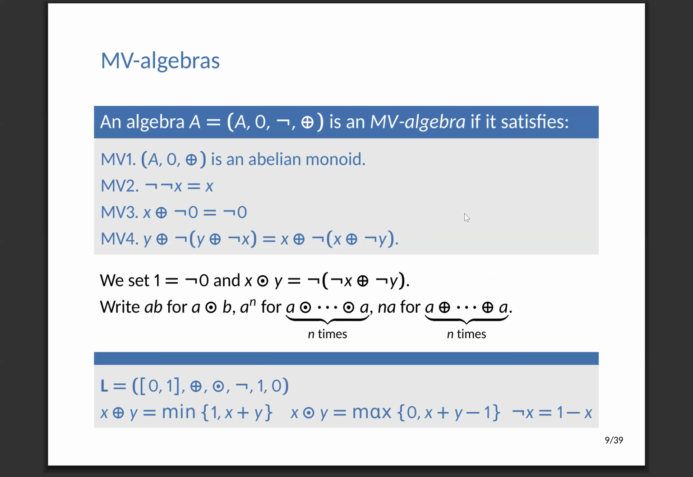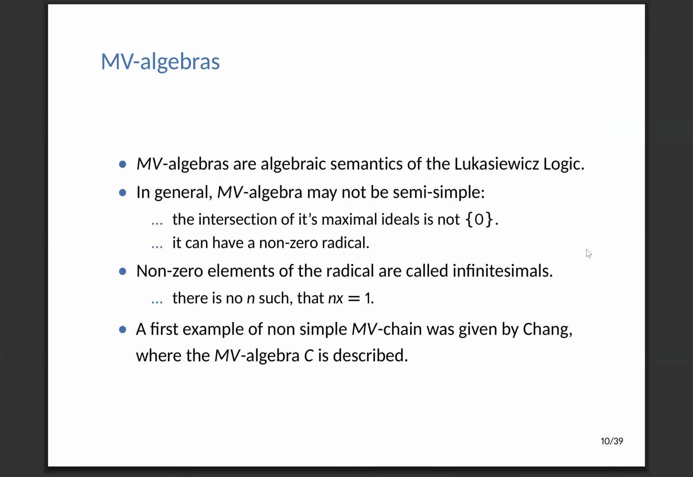So, a quick sum up about the MV algebra. Here at the bottom you can see the main example of the MV algebra, which is a 0-1 segment endowed with the operations of restricted sum and its dual, multiplication. And MV algebras are the algebraic semantics of Łukasiewicz logic.